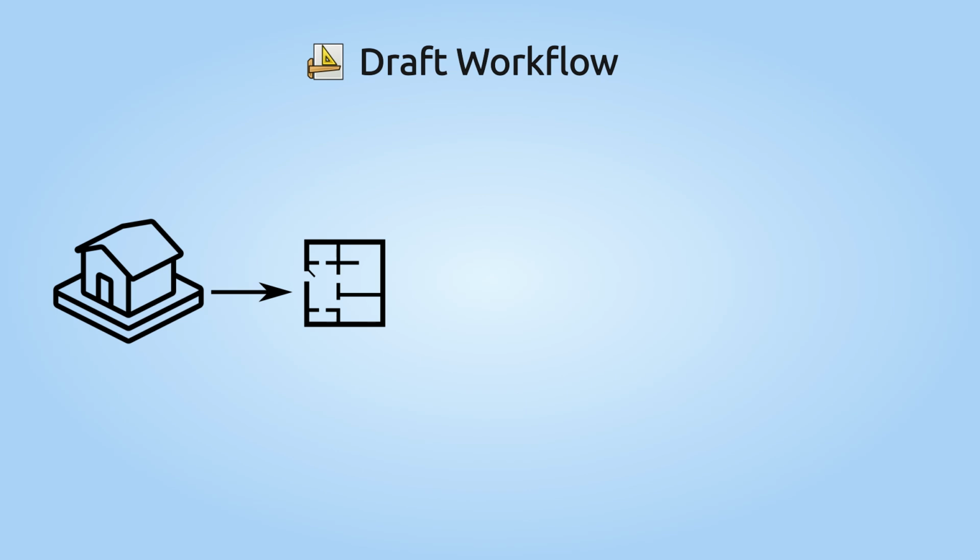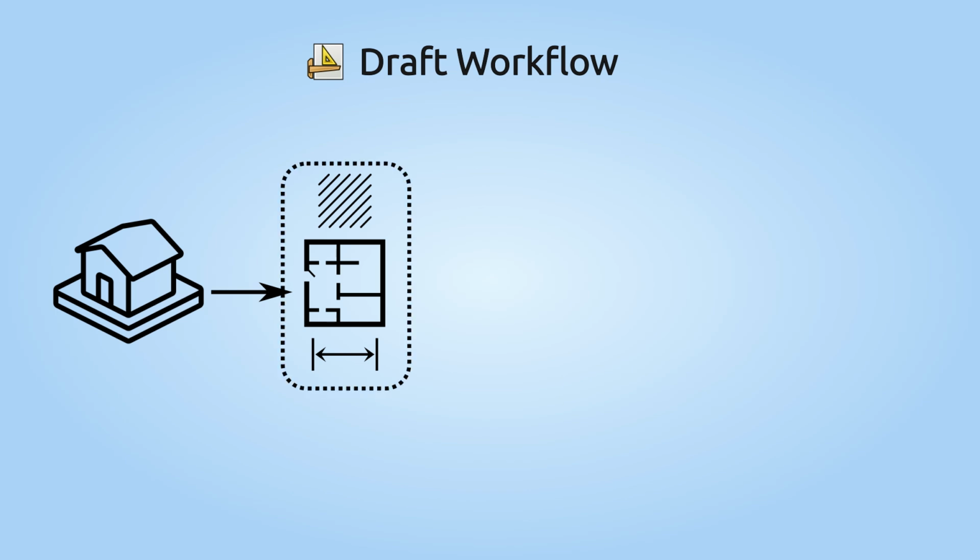The next step is creation of annotations, such as dimensions, text, leaders, or hatches. All of these are created in the 3D space using tools from the Draft workbench. Each plan or section, together with its annotations, is grouped into a container which represents a drawing.